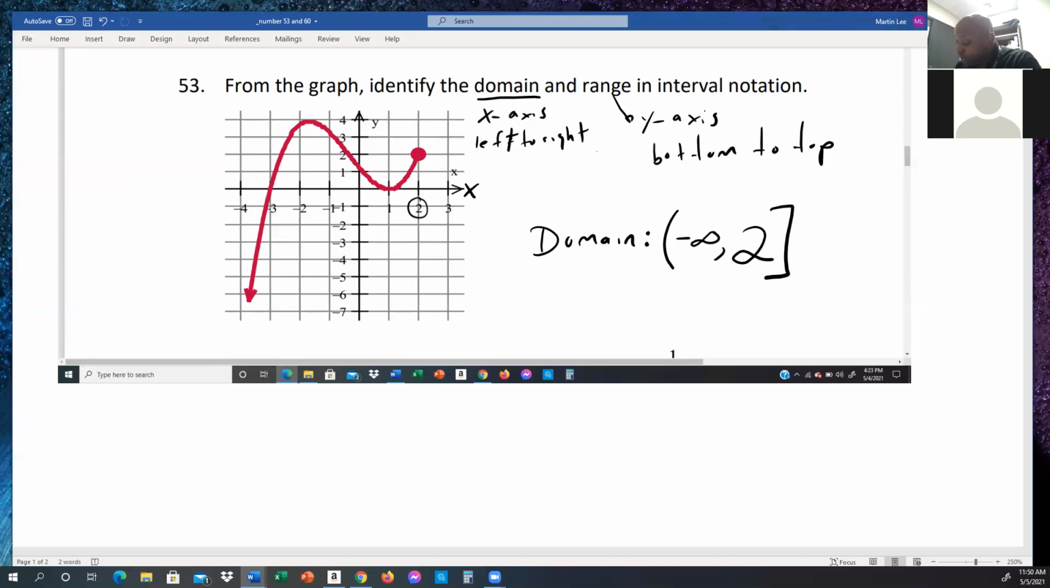Now for the range, we want to look at the y-axis from the bottom to the top. At the bottom of the y-axis, this graph is still going on and on, all the way down to eventually negative infinity. Negative infinity is the lowest I can get on this graph. Now the highest I can get is here. The graph goes no higher than this.